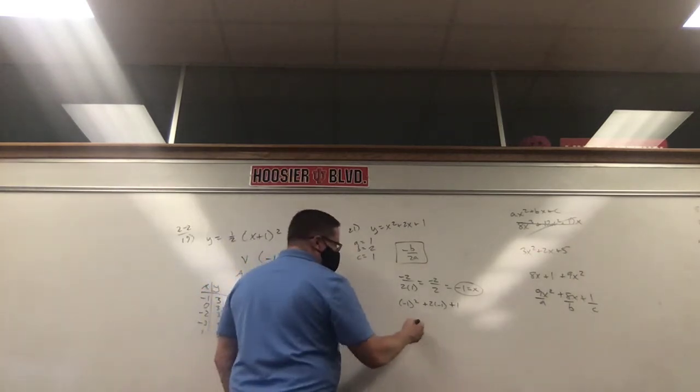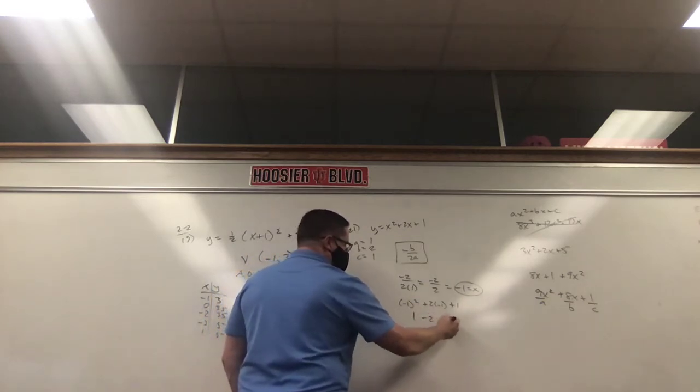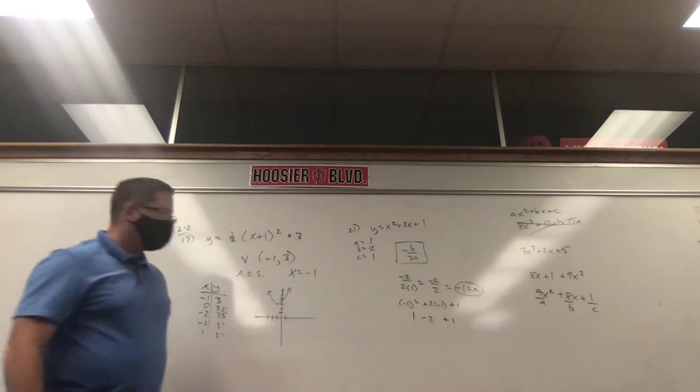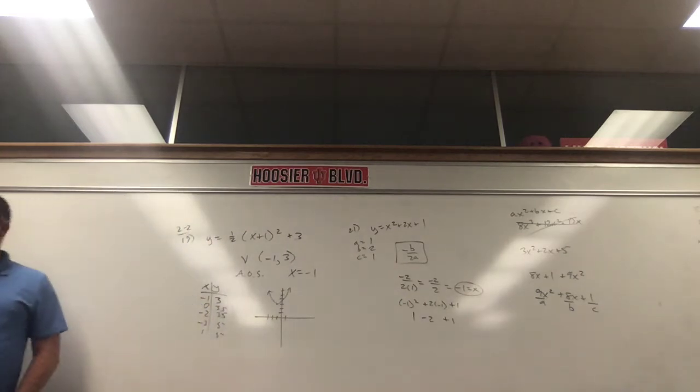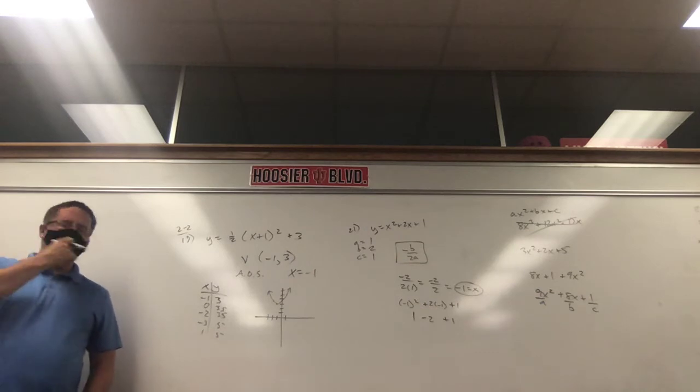So -1 squared is -1 times -1, which is +1. 2 times -1 is -2 plus 1. Now, the question was asked a few minutes ago: does it matter what order we do things in? Yes, it does. What do we do first? Do we add or subtract?